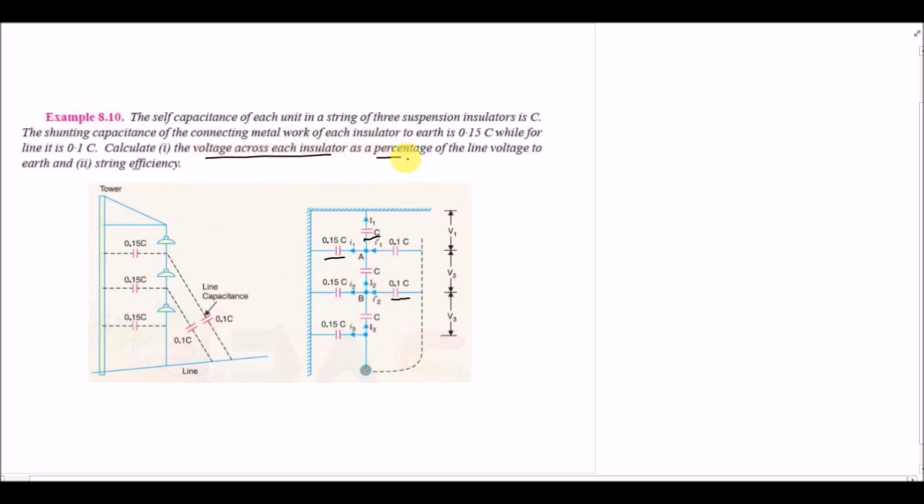as a percentage of line voltage to earth, right? Line voltage to earth, V line, it is actually equal to V, which is the summation of all the voltages V1, V2 and V3. So what we have to do, we have to find the voltage across each insulator. We have to find V1, V2 and V3 as a percentage value of the line voltage, right? And the second thing is we have to find the string efficiency. So these are the two things that we have to find out.